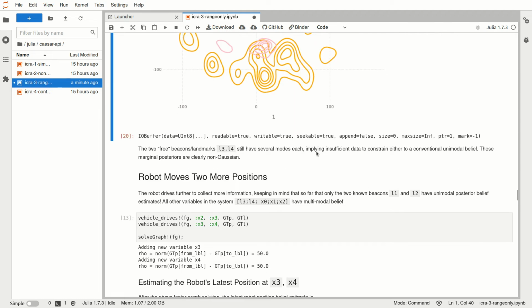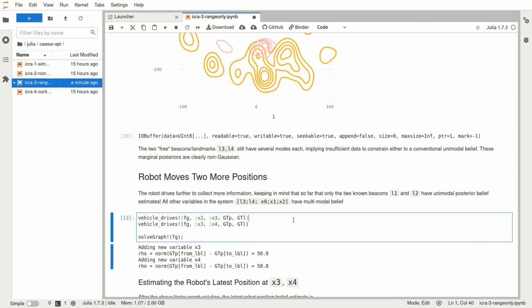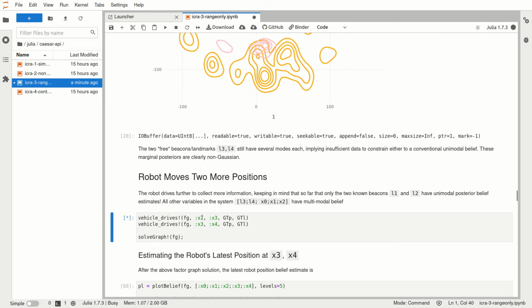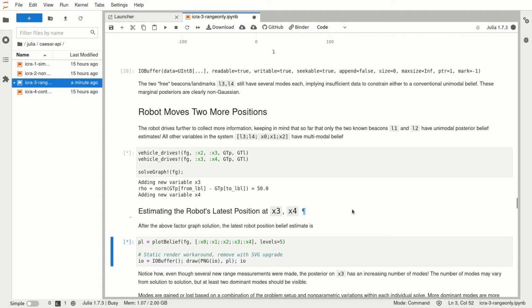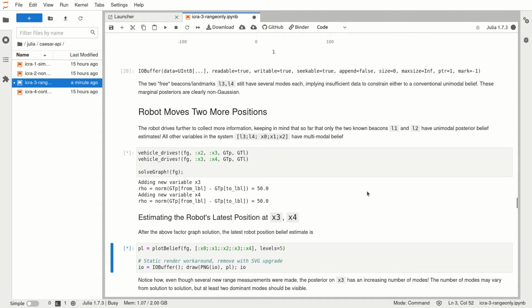All right. So the robot keeps on driving. Let's say we drive from x2 to x3 and then from x3 to x4. We'd make range measurements to the beacons as they're available, and let's solve that graph. I should have run that sooner, sorry about that. And let's plot and have a look at that. So this might take just a moment to run through. While it does, let's keep this picture open so we can have a look at it.